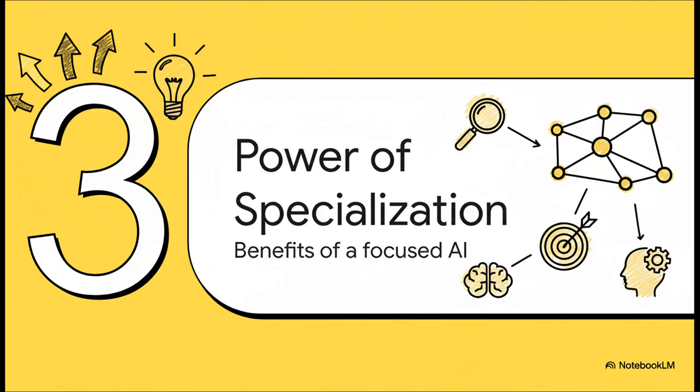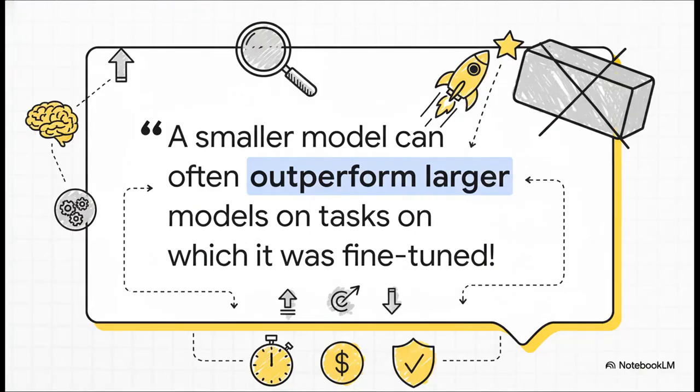Okay, so if fine-tuning is the most complex option, why would anyone bother? Well, that brings us to our next section, the power of specialization. Because honestly, the benefits you get from a focused AI are pretty amazing. And get this, this is the part that kind of blows my mind. A smaller, more efficient model that's been fine-tuned can actually perform better on its specific task than a gigantic, super expensive general-purpose model.